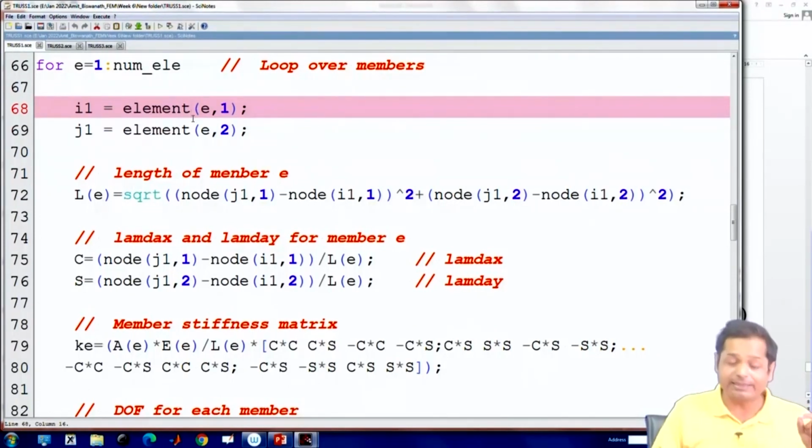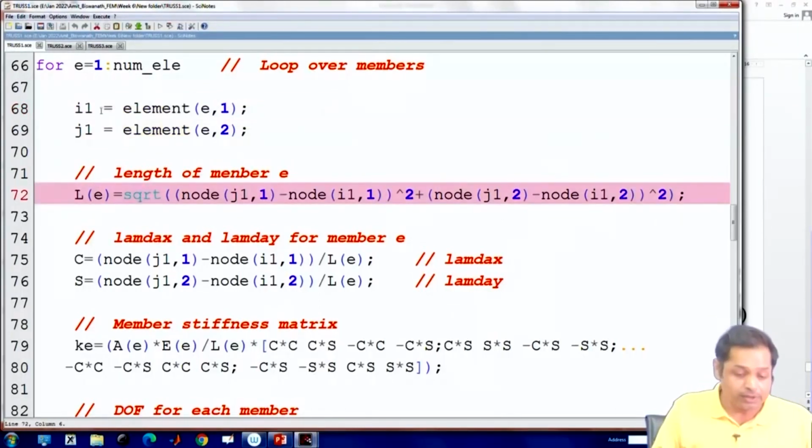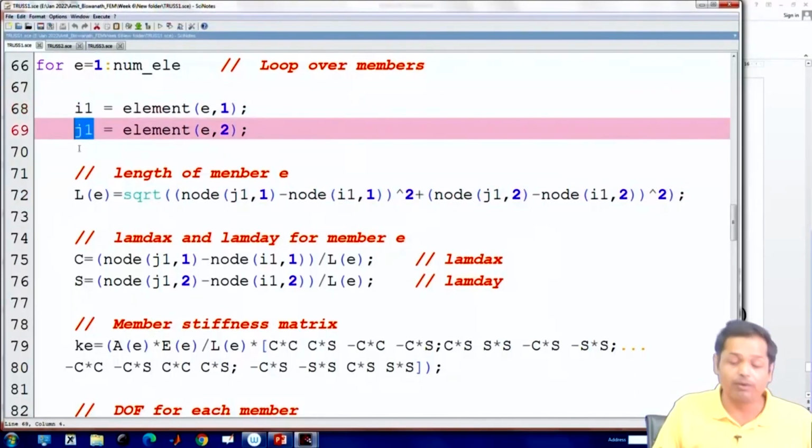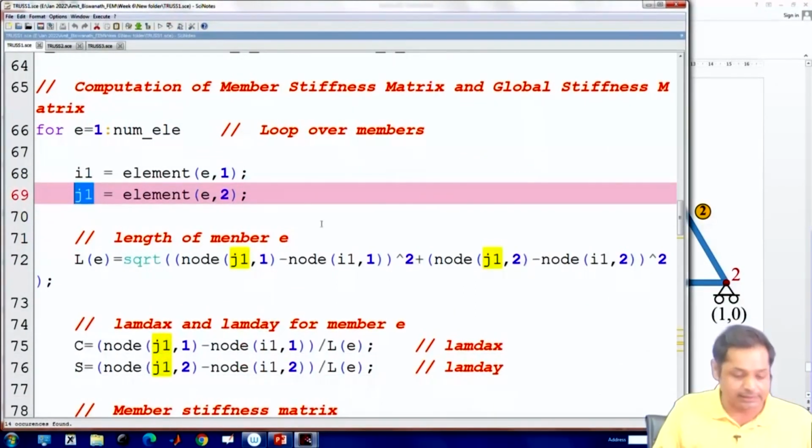So first, any particular row in this array will give you the nodes connecting at the starting end and the end of that particular element. Say I1 is the starting node and J1 is the end node. For instance, in this case, for element number 1, the starting node is 3 and the end node is 1. So I1 will be 3 and J1 will be 1.